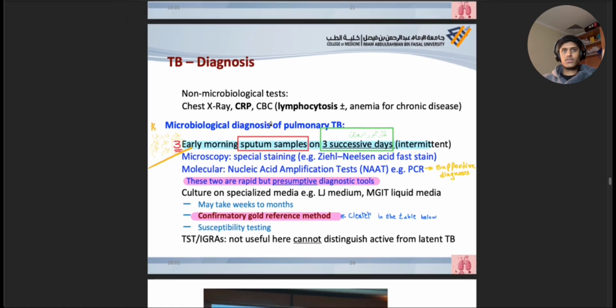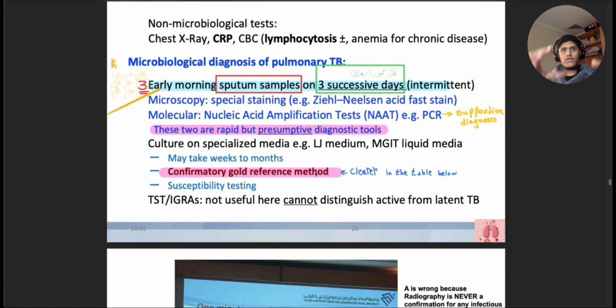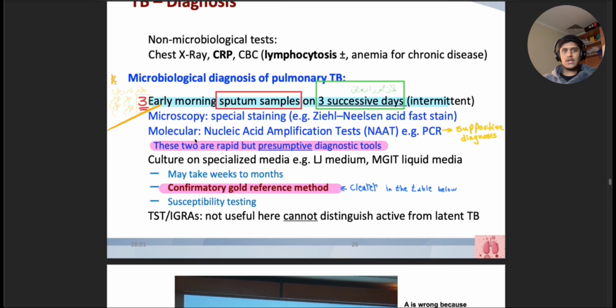This slide is really important, both the microbiological test and, most importantly, the microbiological diagnosis of pulmonary TB. We have the C-reactive protein and many other tests, but we want to focus on the diagnosis using microbiological tests, using 3 early morning sputum samples on 3 successive days. So it is used intermittently, but we have to have 3 successive days with the most 2 important tests.